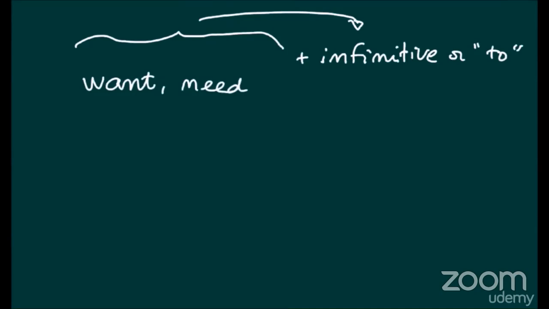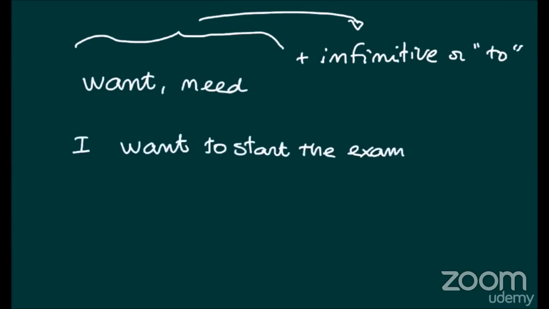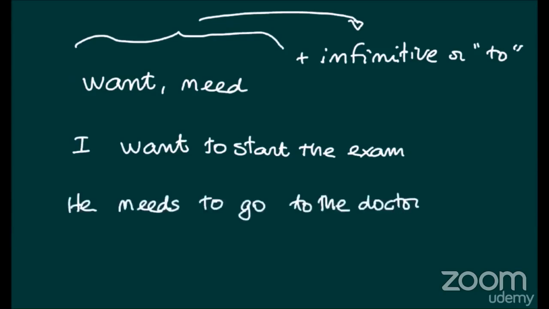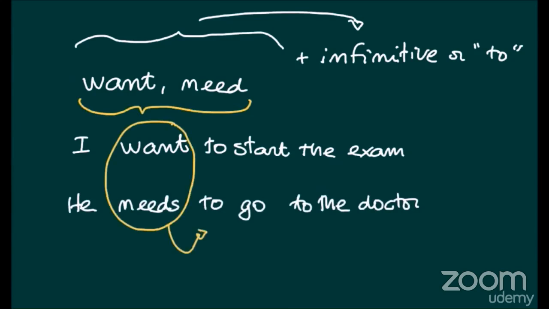After these verbs, the following verb has to go in infinitive or to form. Want or need. For example, I want to start the exam. He needs to go to the doctor. As you can see, the following verb goes in infinitive form. Check the list of verbs to see which verbs are followed by gerund or infinitive form.